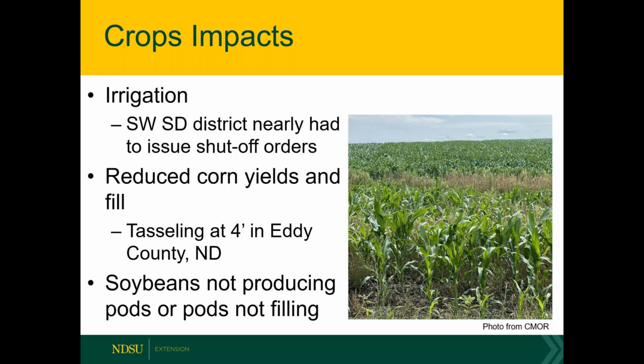Similar to corn, soybeans in some areas are not producing pods, and there are concerns about pod fill as well. In southwest South Dakota, there was an irrigation district that nearly had to issue shutoff orders, and they did get some rain in time and didn't need to do that. So in areas with more irrigation, that is a concern.